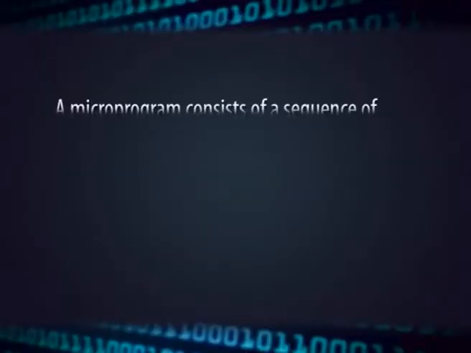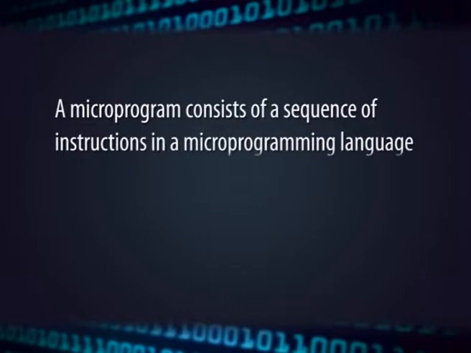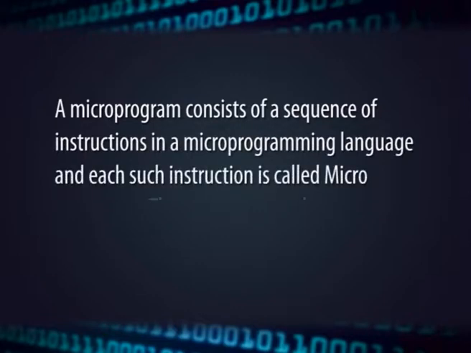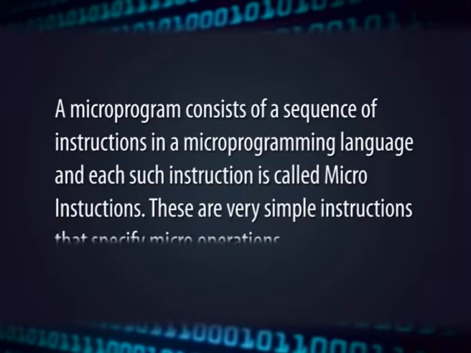A microprogram consists of a sequence of instructions in a microprogramming language, and each such instruction is called a micro instruction. These micro instructions are very simple instructions that specify micro operations. A microprogram instruction's opcode bits are directly used to control the signals required for instruction execution. These signals cause various register transfers and ALU operations.